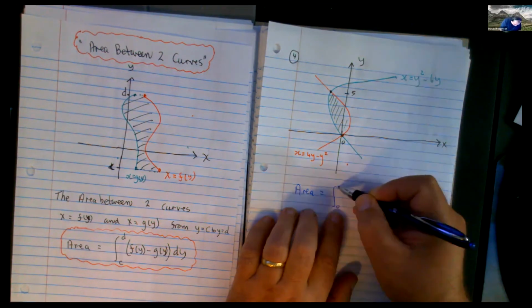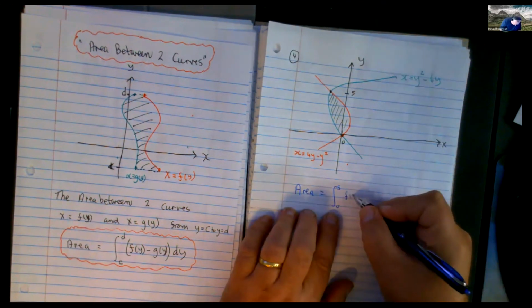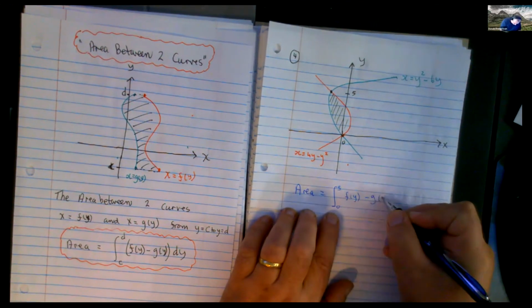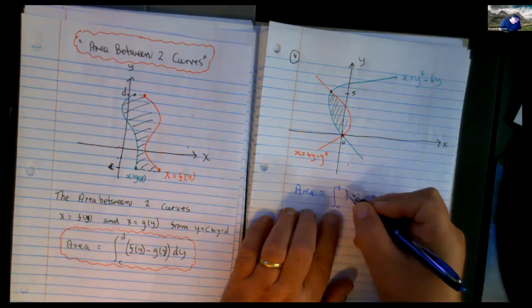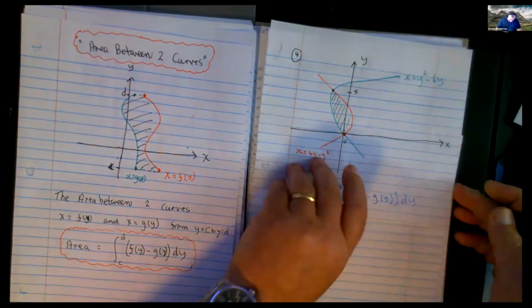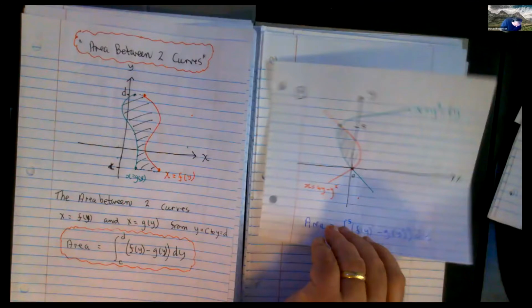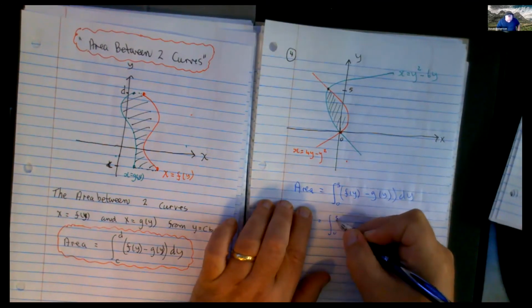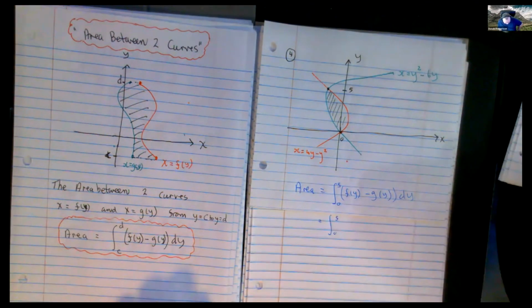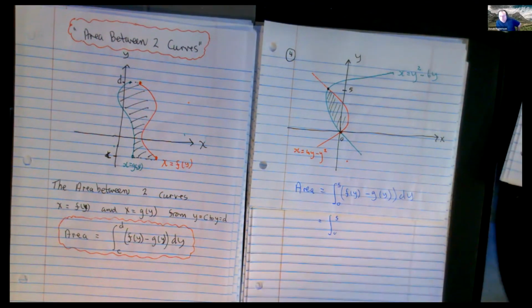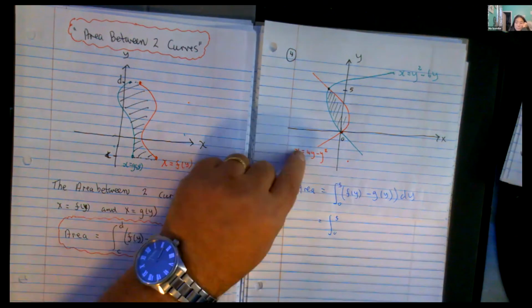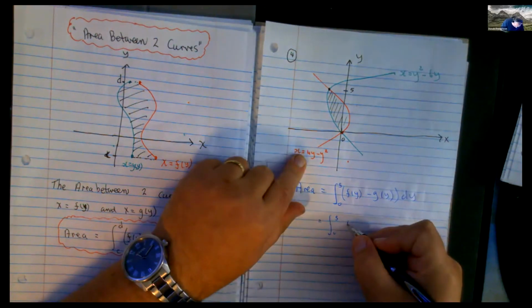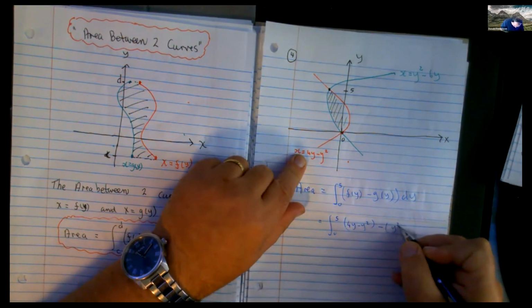Now we should be doing f of y, take away g of y, which we will, dy. Okay, red or green? Which one is going to be f of y? Red. Right, this guy. So it's going to be 4y take away y squared, subtract y squared, take away 6y.